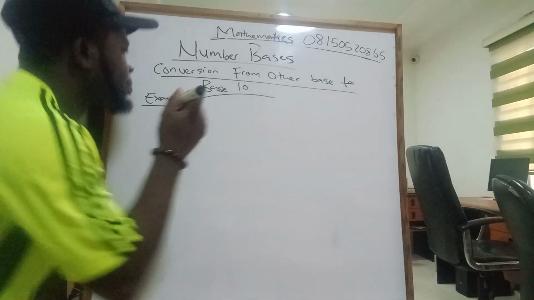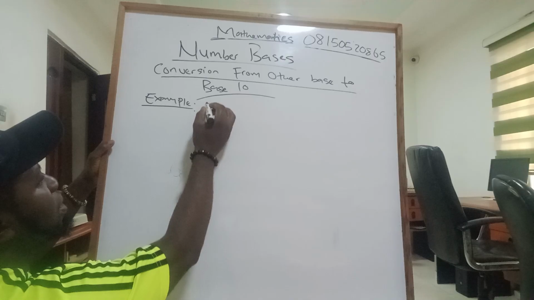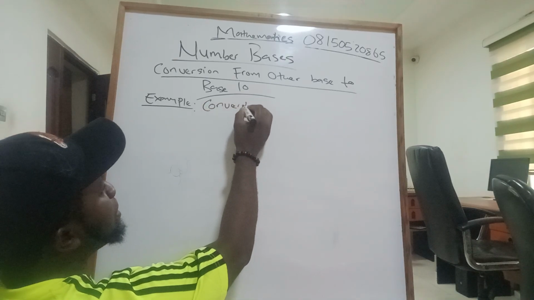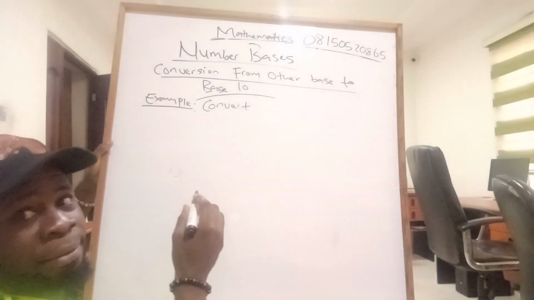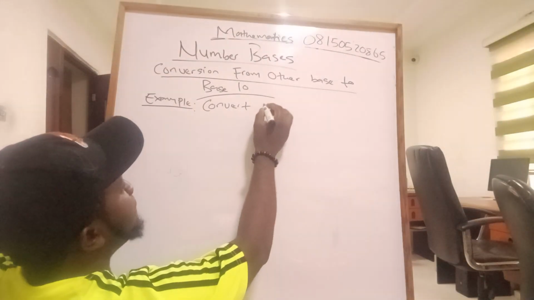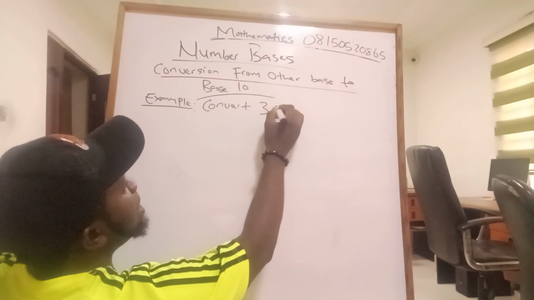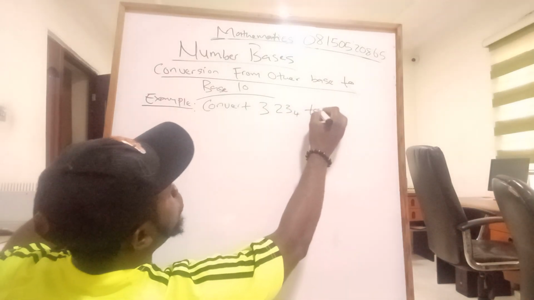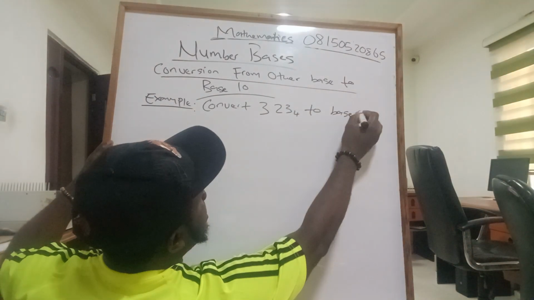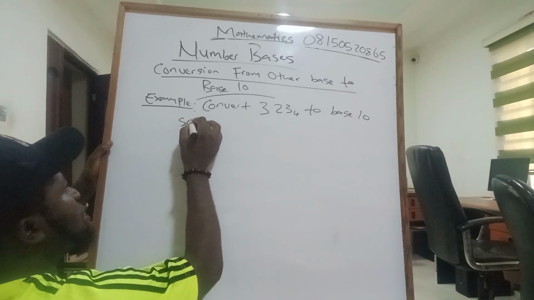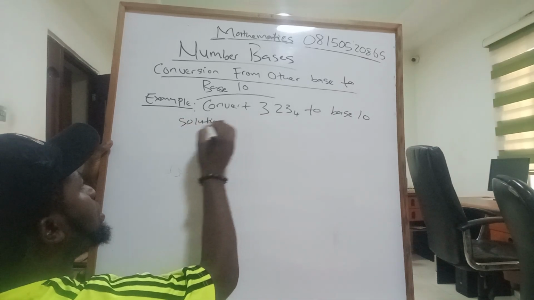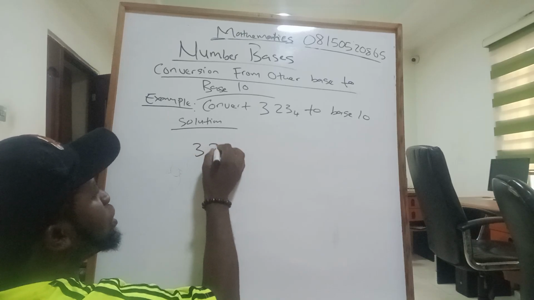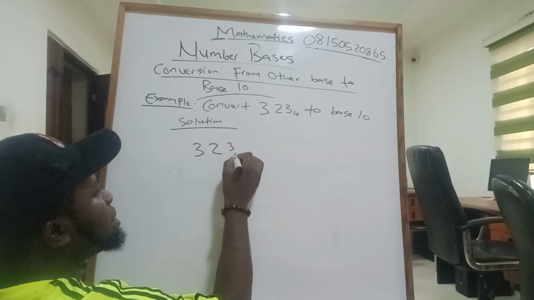So for example, if you are given, let's say, convert 323 base 4 to base 10. Then you have your solution. So what you will do, you write your 323 base 4.